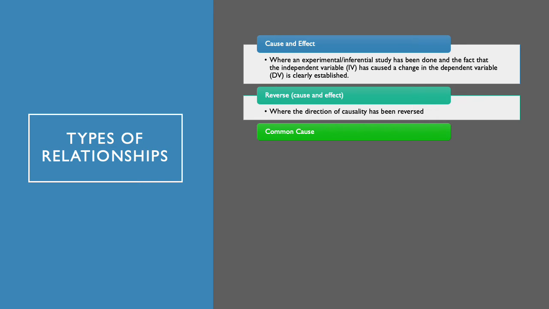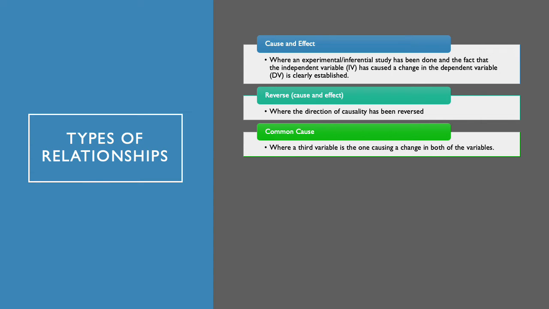Another type that is very common is common cause. What common cause basically says is that there's actually a third variable that is changing, and that change is causing both your x and your y to change. So often we say there's a variable z that's causing the independent and the dependent variable to change in a similar way.